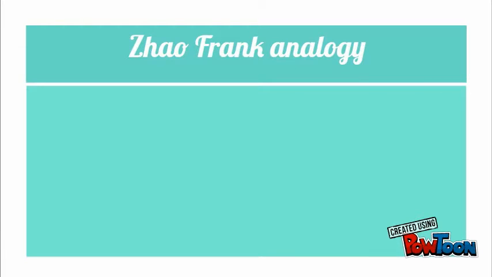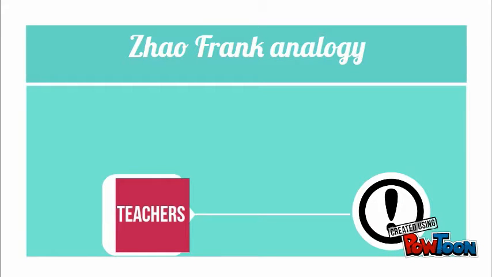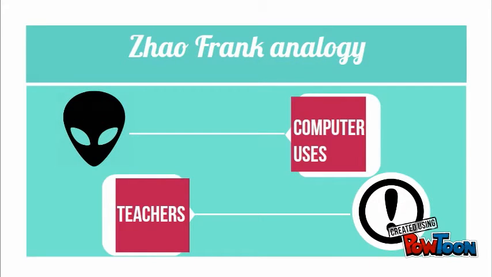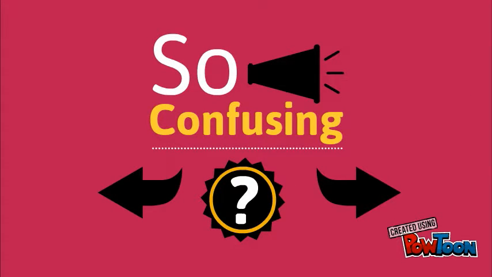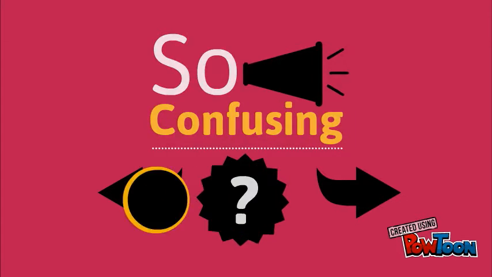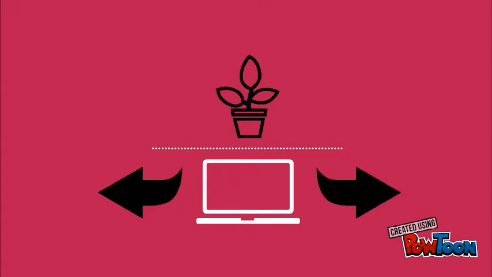In the Zhao and Frank analogy, the keystone species are teachers and the invasive species are computer uses. Though computer uses are not biotic in nature, since they evolve in a similar manner to living species, that is, where diversity leads to the development of superior species and discarding inferior models, they are considered biotic for the analogy.